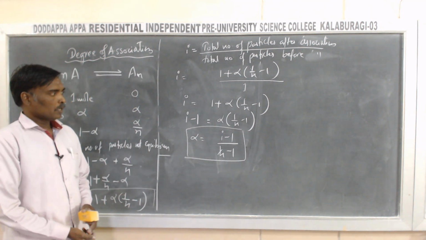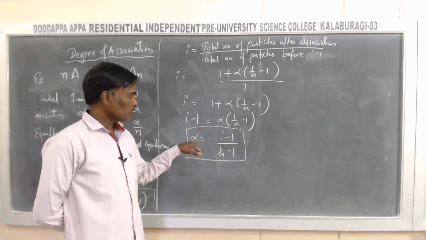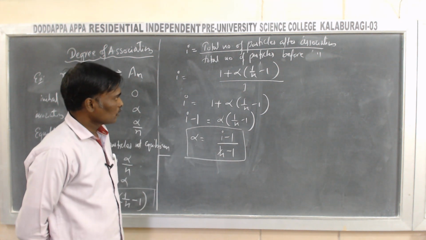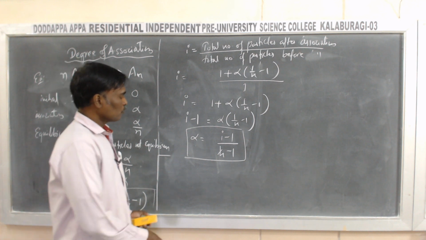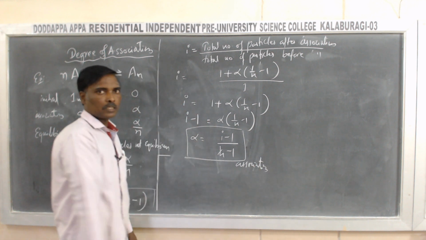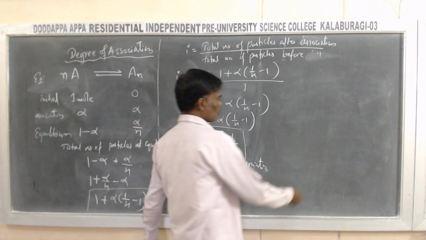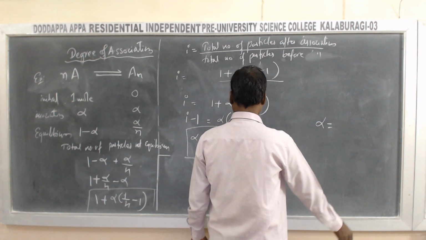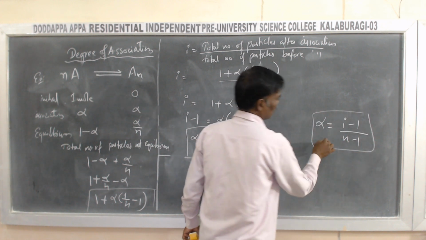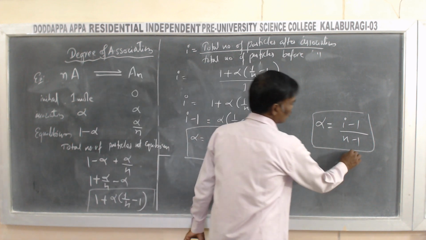This is the alpha for association. This equation is used to calculate the degree of association. This is i minus 1 divided by 1 by n minus 1. So just remember these two formulas. This is for association. If it undergoes association, we calculate the degree of association by using this formula. If it undergoes dissociation, then alpha is equal to i minus 1 divided by n minus 1. This is for dissociation.